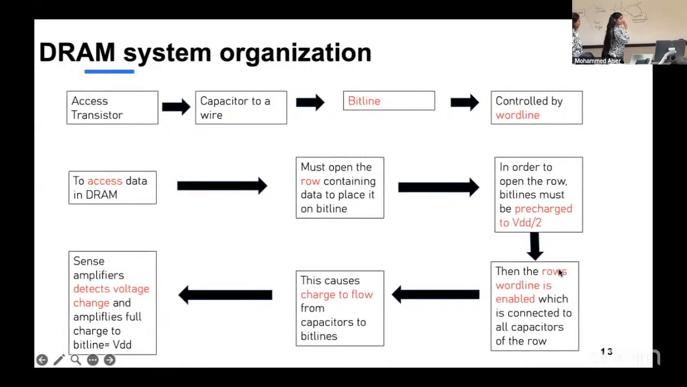And that flow of work has been mentioned over there. So to access data in DRAM, we must open the row containing the data to place it on the bit line. In order to open the row, bit lines must be charged to supply voltage by 2, half of the supply voltage. And then the row's word line is enabled, which is connected to the capacitors of all the cells in the row through the transistor. This causes charge to flow from capacitors to bit lines. That makes the read and write access operations possible.